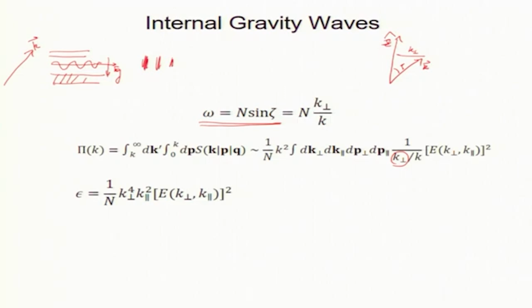Now, we can invert it and get the spectrum like this: k perp to the minus 2, k parallel to the minus 1. So, this is the prediction from weak turbulence theory. I have not dug in to look for some numerical verification, somebody would have done it. I do not have a reference right now.